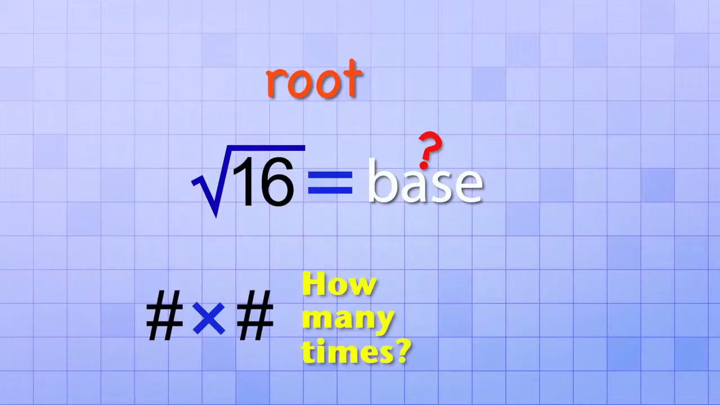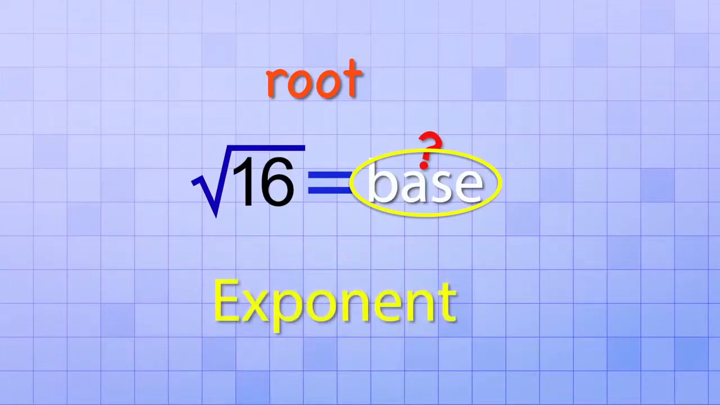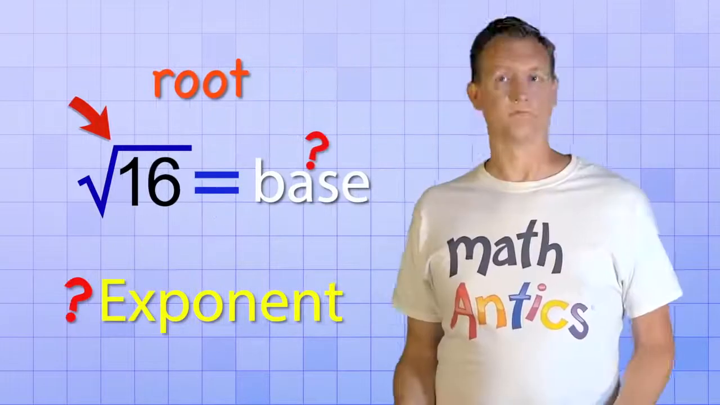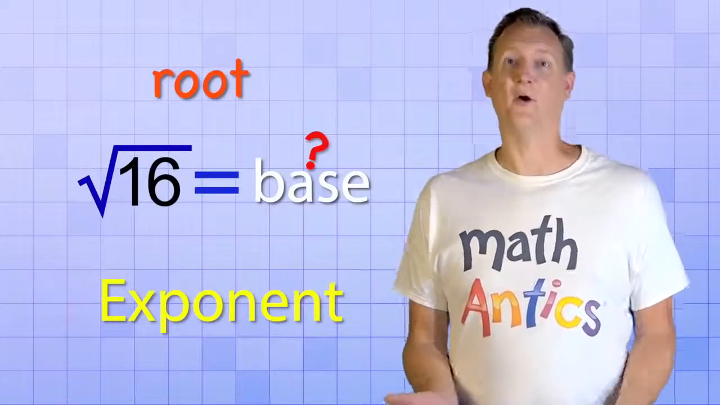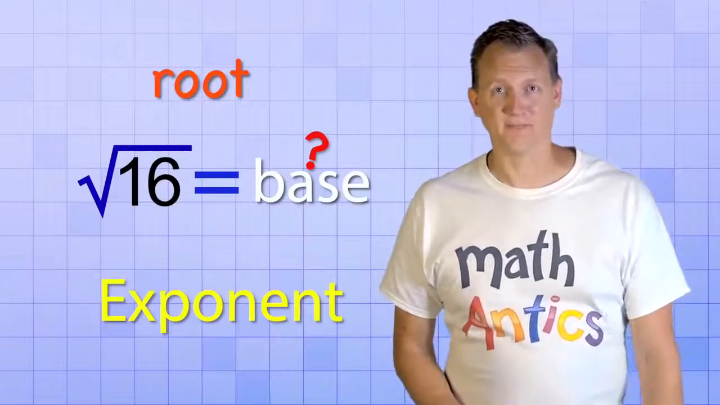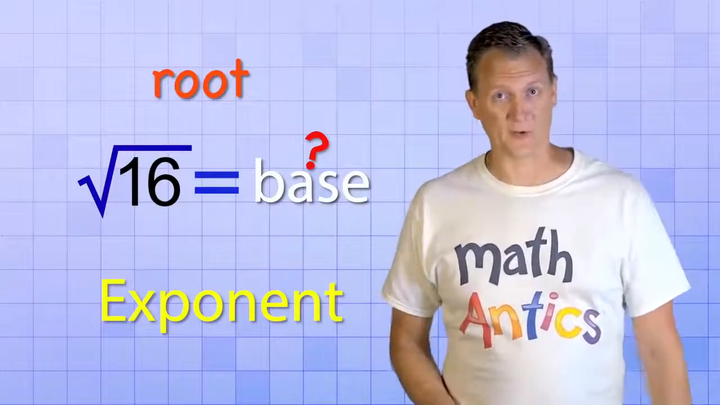How many times? The answer we get from taking the root will depend on how many times that number would be multiplied together. But that would depend on the original exponent. So how do we know what that number is? Simple. The root symbol tells us. The root symbol actually includes the original exponent in it. What? You don't see it? Oh, that's because I didn't draw it in yet. And later in this video, you'll understand why.